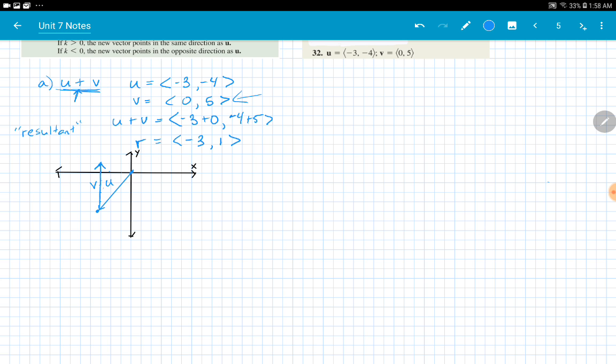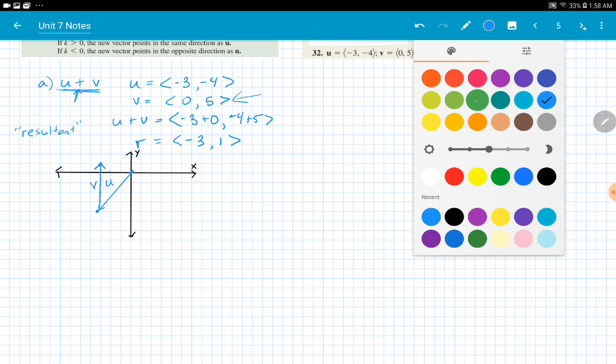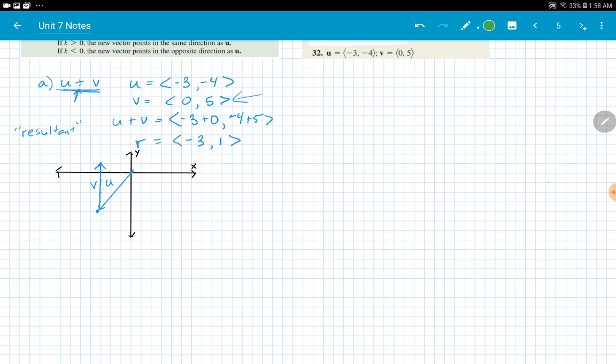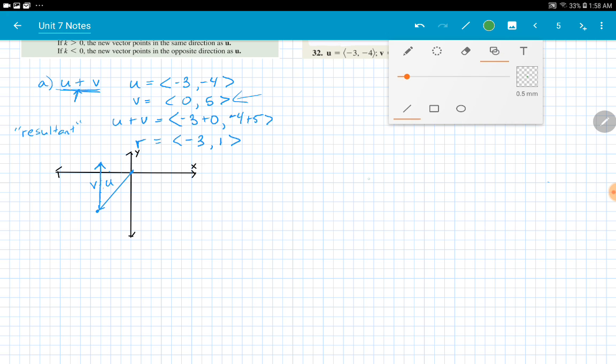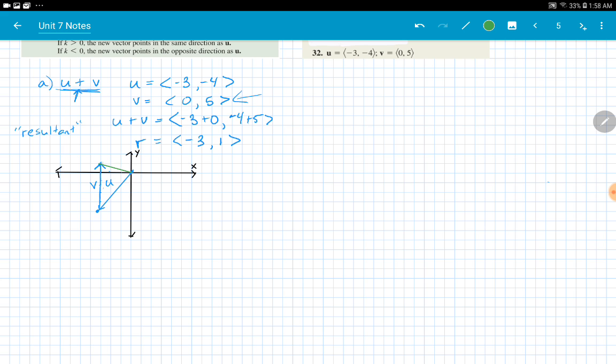So this is v. So our result, I'll do a straight line in green. It starts where u started and where v ended. That is R, or the result, which is u plus v. So we draw u as a position vector, and then starting at the terminal end of u, we start v. All right, so that's addition.